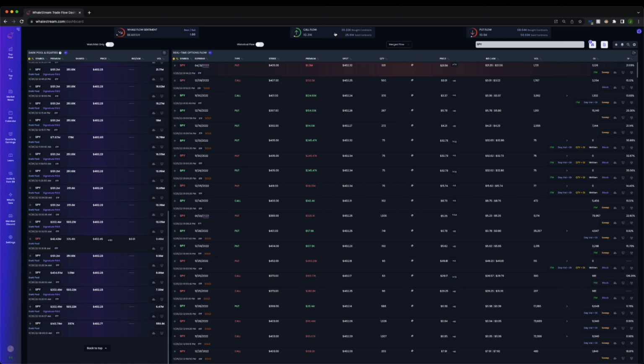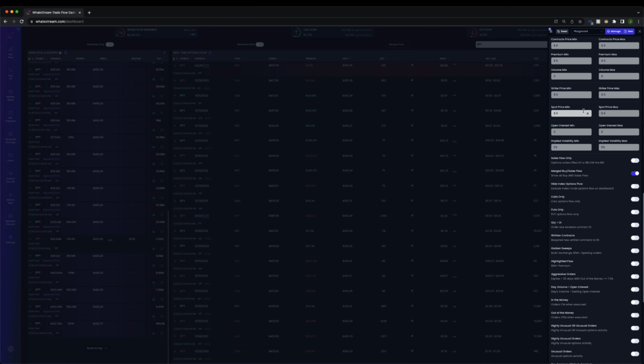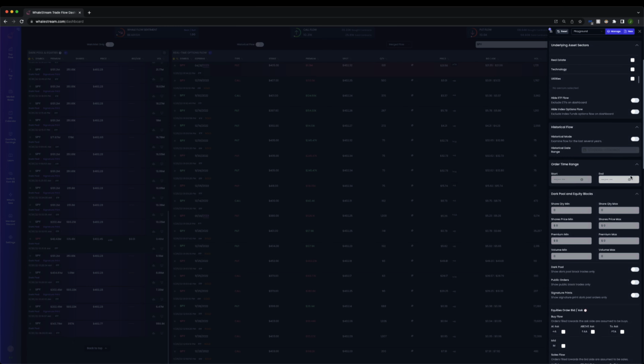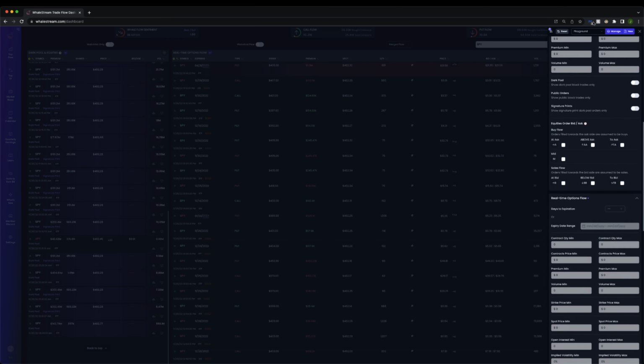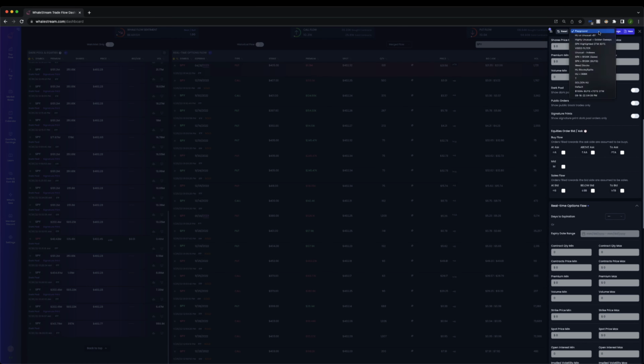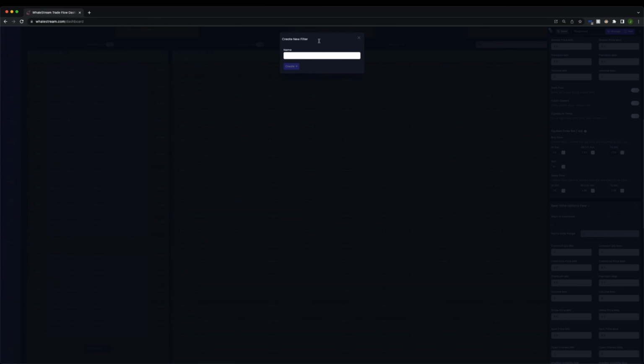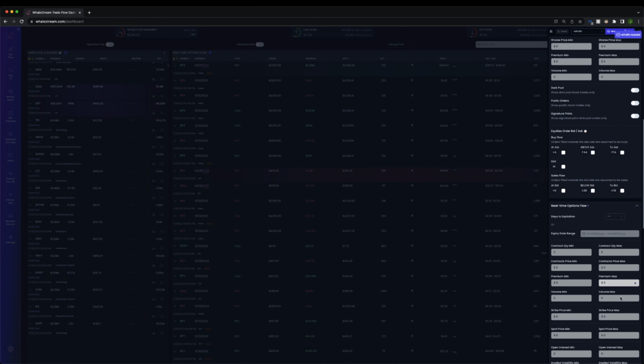So it's really important to look at both sides to get an accurate depiction. Also, obviously we do have our filters, and we have so many filters to choose from. You can save and set filters, create presets. So you just click new, type in a name for your filter, and then boom, you have a new filter setting.